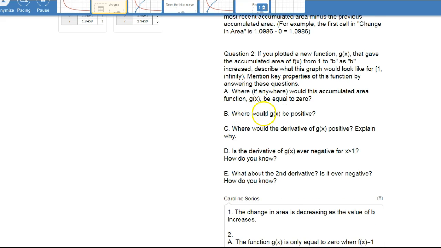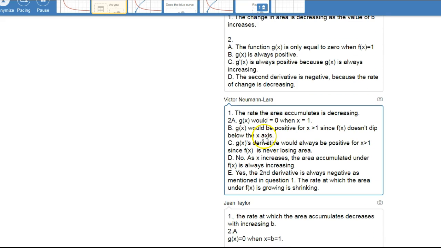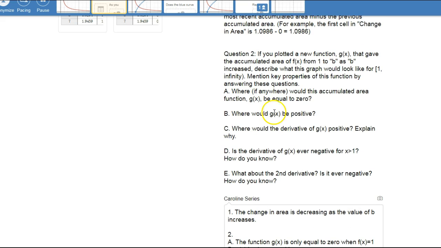All right, now where would g of x be positive? Well, remember, g of x is the area that's accumulating. So it's going to be positive everywhere beyond x equal to 1, because we don't ever go below the x-axis. That's great. We're never decreasing with our area, so we're always gaining area.